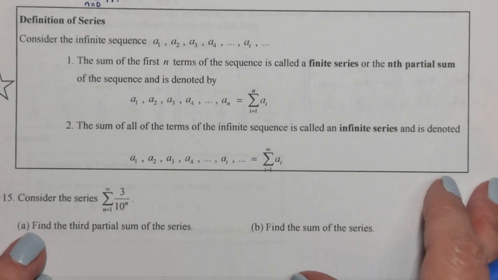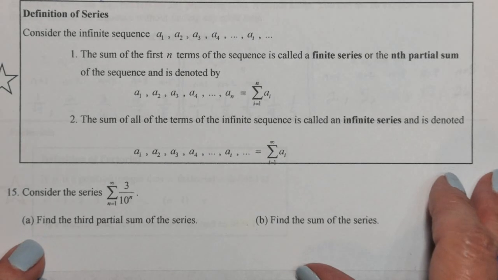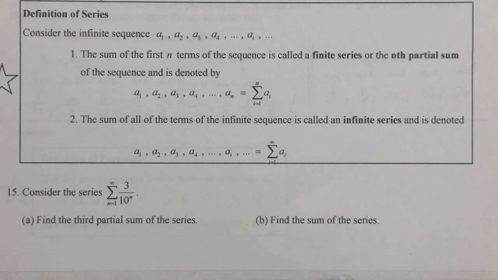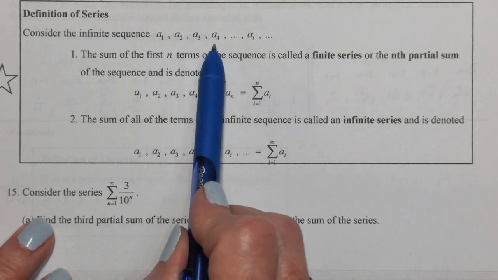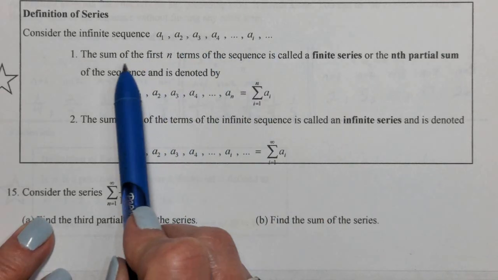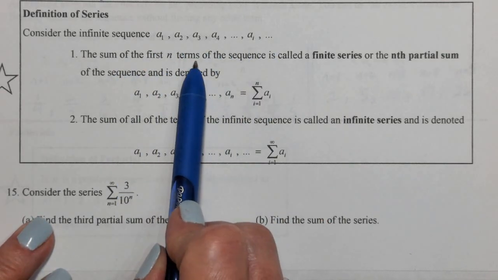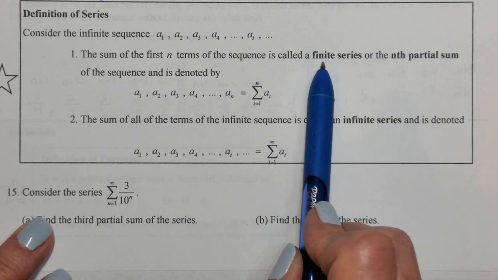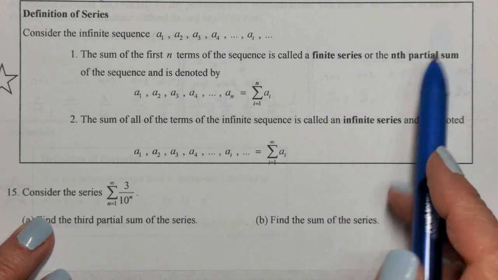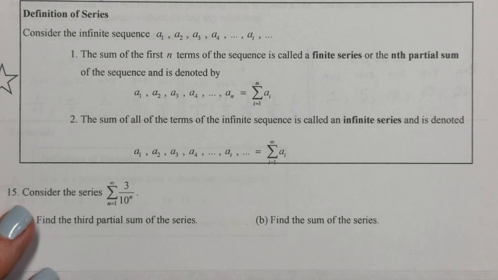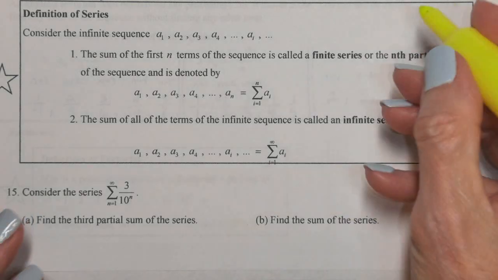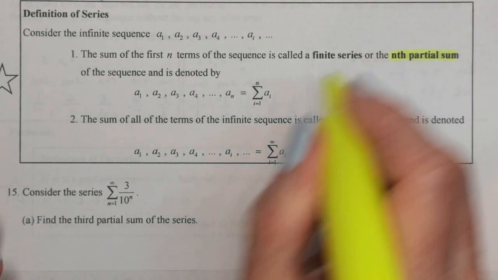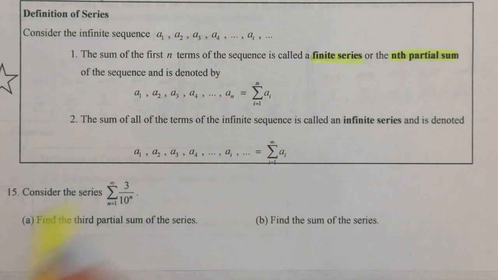All right. Definition of a series. Consider the infinite sequence. The sum of the first n terms is called a finite series, or the nth partial sum of the sequence. Okay?